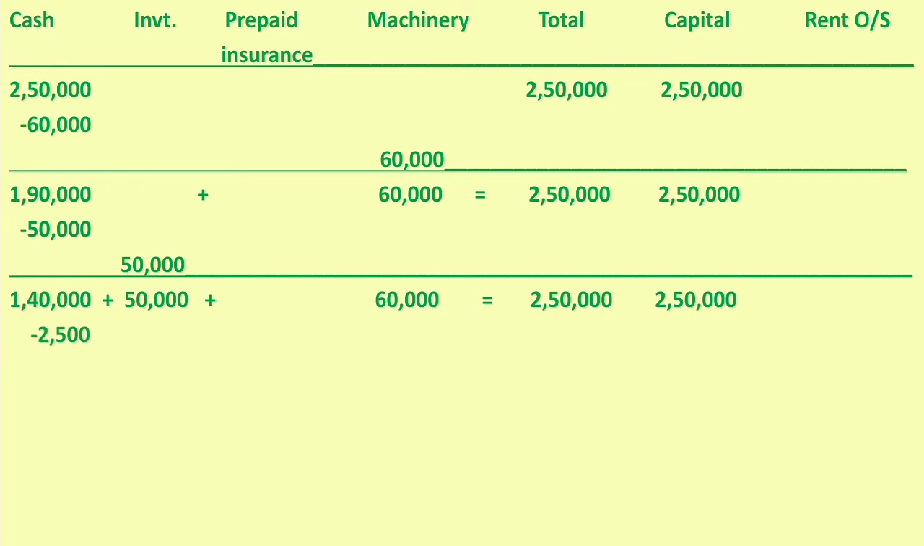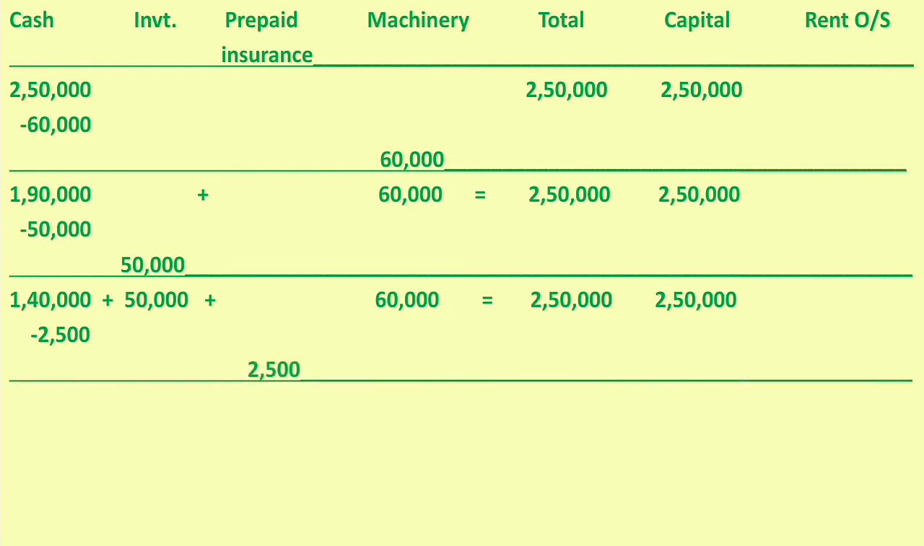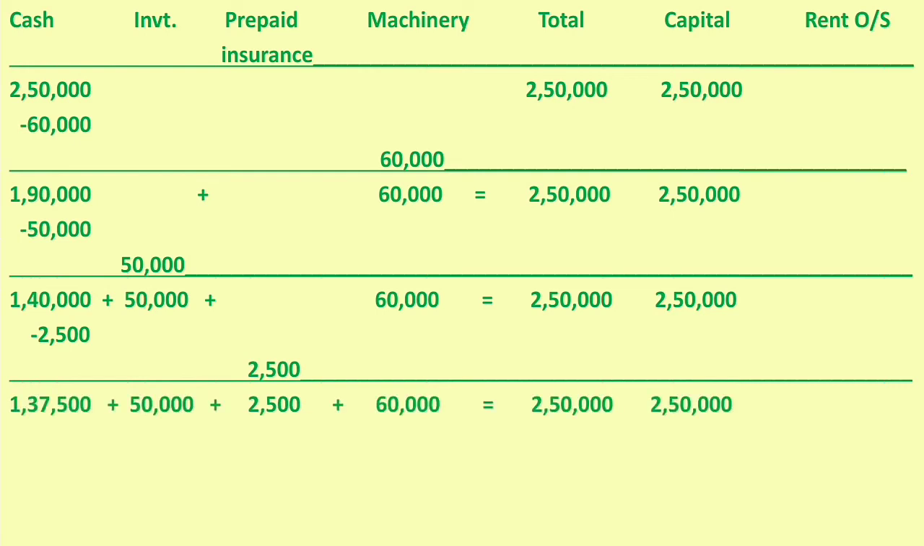Here prepaid or paid in advance. It's an advance payment. So we have a claim on that amount and it is an asset to the business. So we can show it in the asset column, that is in the prepaid insurance column. Then 2,500 in prepaid insurance column. Now the balance is cash 1,37,500, investment 50,000, prepaid insurance 2,500 and machinery 60,000. Total of assets 2,50,000. Capital also 2,50,000.